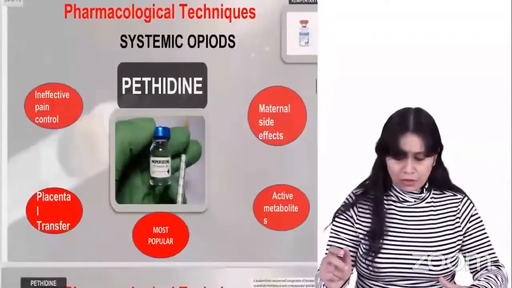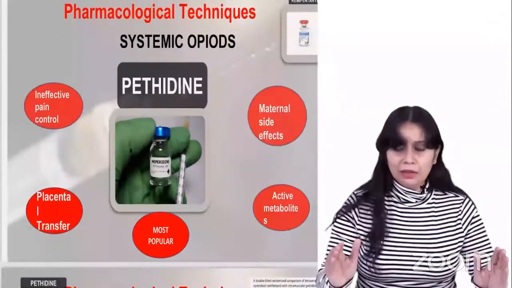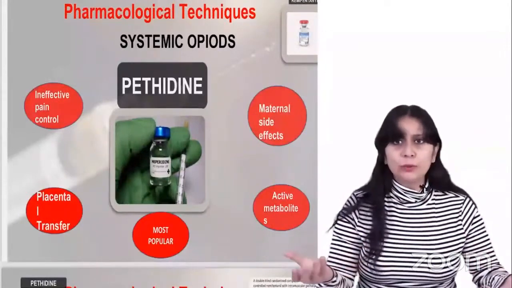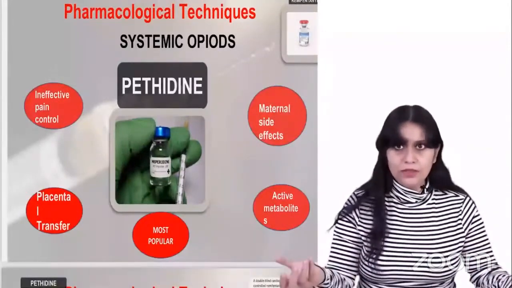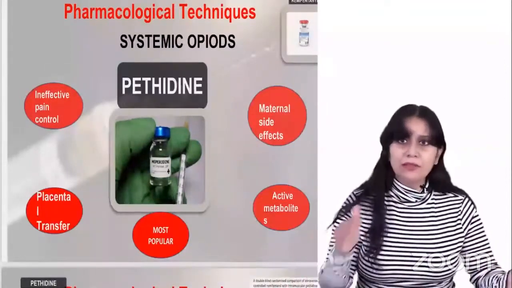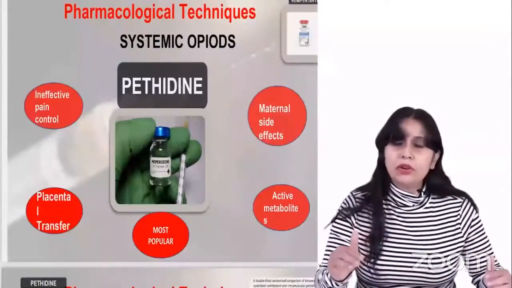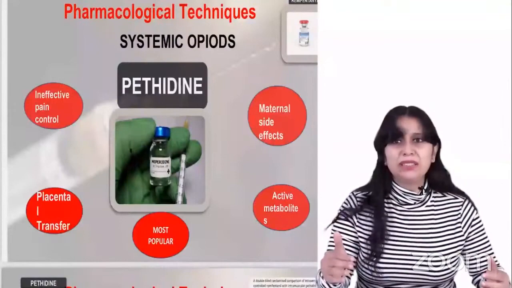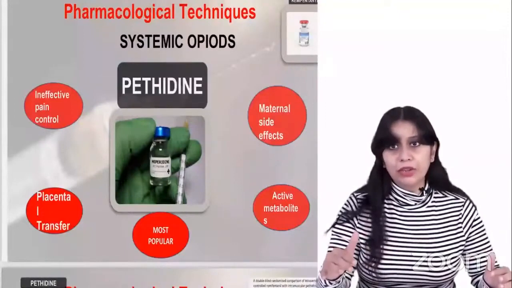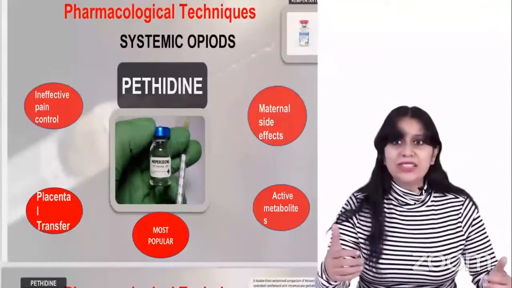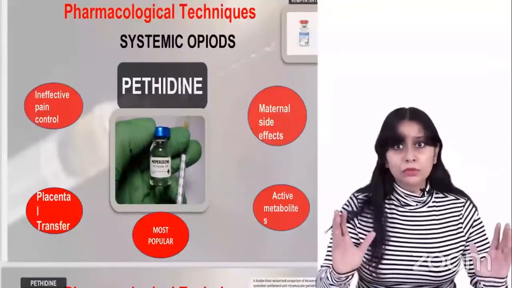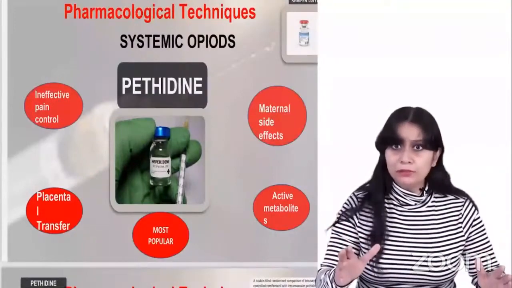So why pethidine? Now, what is the problem with pethidine? The best thing about pethidine was that it was given IM, so it could be given even by the gynecologists and obstetricians. But the pain control was ineffective. There was placental transfer. There were reports of respiratory depression in the female. Plus, if you give it for repeated dosing and for long duration, an active metabolite, norpethidine, which is neuroexcitatory, would be produced. So it had a lot of problems. But it was most popular.